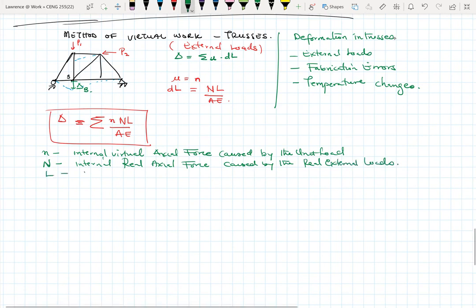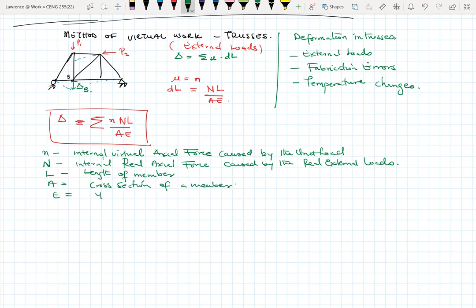Then L is the length of the member. A is the cross-sectional area of the member. Then E is the Young's modulus. Then delta is the external displacement at a point, which is caused by the real loads.